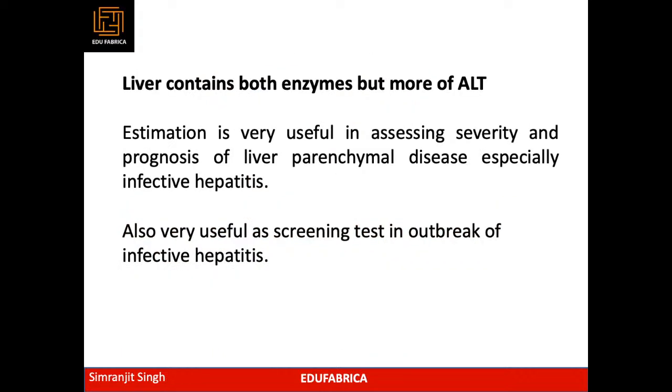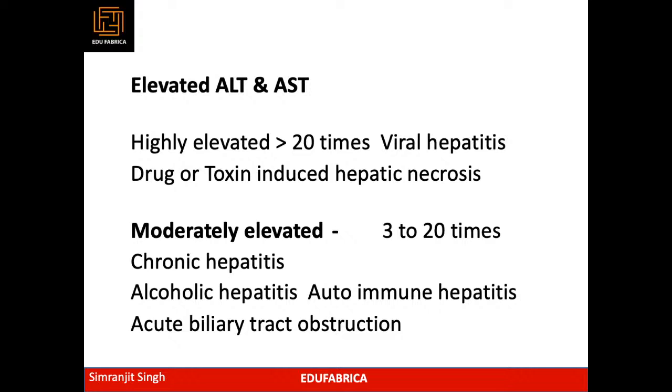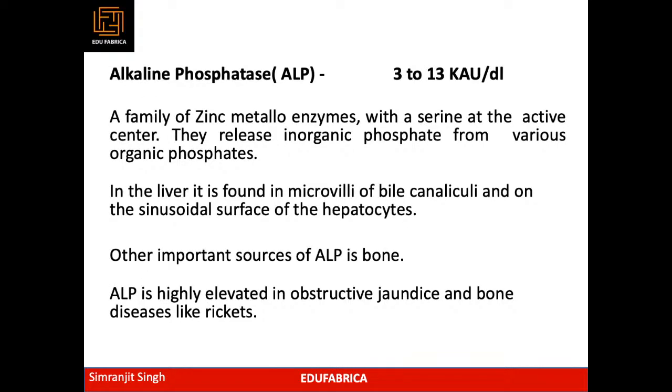So estimation is very useful in assessing the severity and prognosis of your liver, how bad it is, and very useful in screening the outbreak of infective hepatitis. If it is highly elevated, 20 times more, viral hepatitis is there. Moderately elevated, 3 to 20 times, is chronic hepatitis. There's also alcoholic hepatitis, autoimmune hepatitis, and acute biliary tract obstruction.